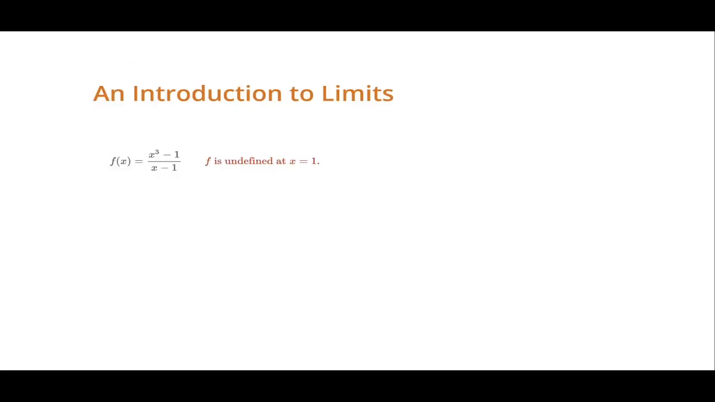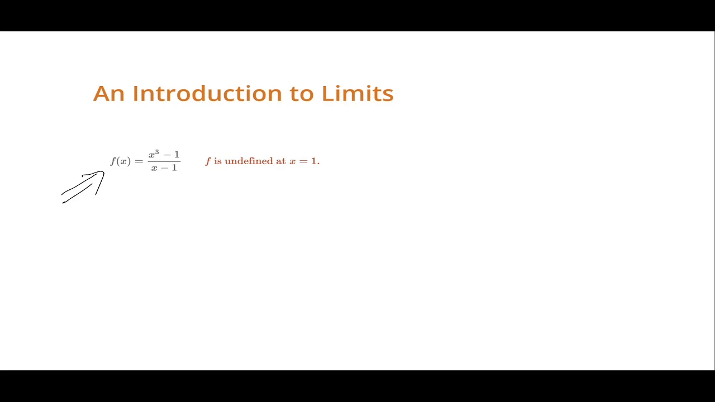So let's start with one example to introduce limits. Let's say you have a function f of x, which is x cubed minus 1 over x minus 1. This function is undefined when x is equal to 1, because if you put x equal to 1 in the denominator, that will be 0. And 0 in the denominator means it's undefined, because you cannot divide a non-zero number by 0. Division by 0 is not something we can do.